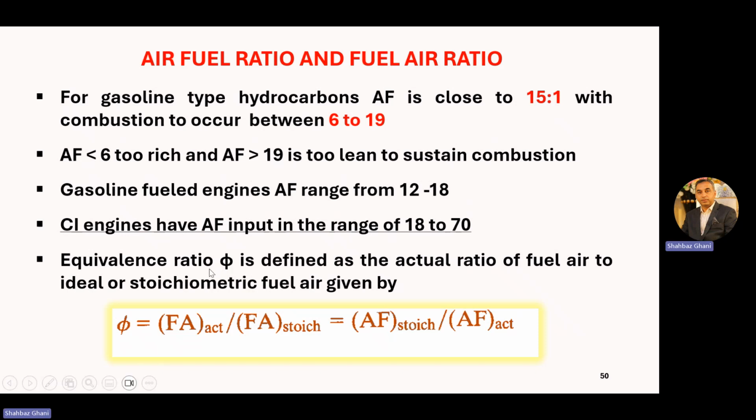Now, equivalence ratio phi is defined as the actual fuel air ratio divided by the ideal or stoichiometric fuel air ratio. Equivalence ratio phi is fuel air actual divided by fuel air stoichiometric, which is equal to air fuel stoichiometric divided by air fuel actual. So this is the equivalence ratio.